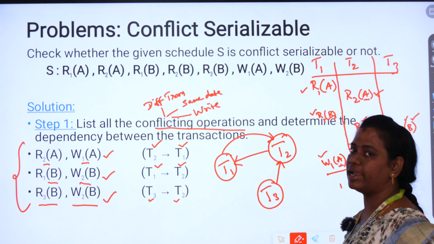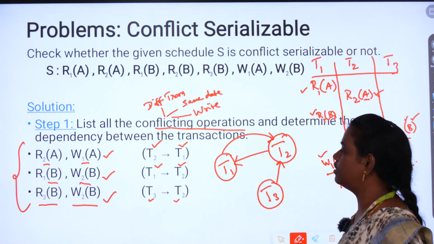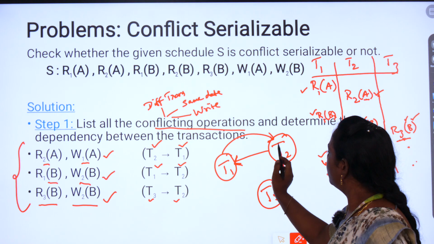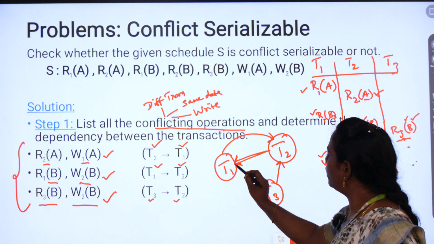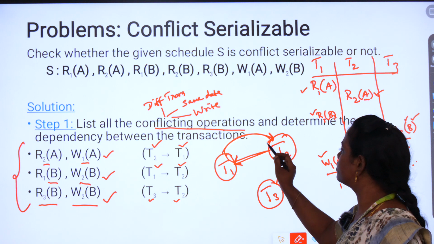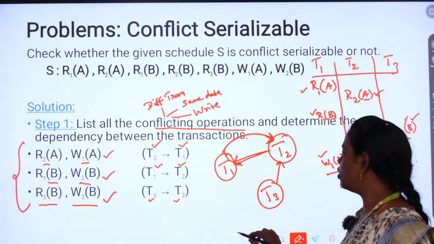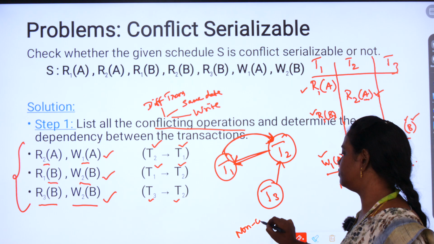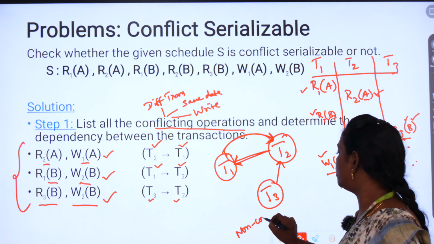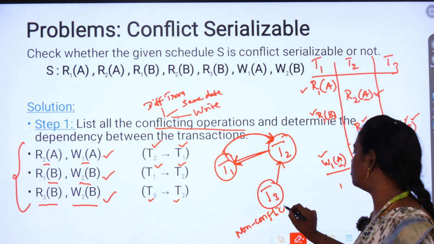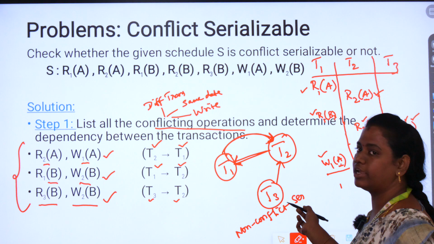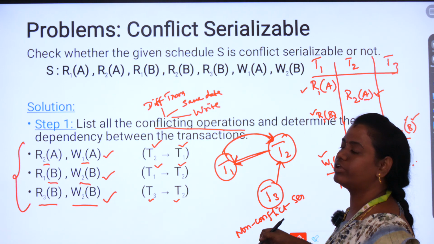Here we need to check whether any cycle is formed. So here T2 to T1 and T1 to T2, there is a cycle. So this is a non-conflict serializable schedule. If there is no cycle, then that is called conflict serializable.